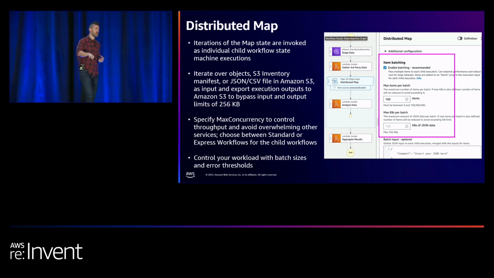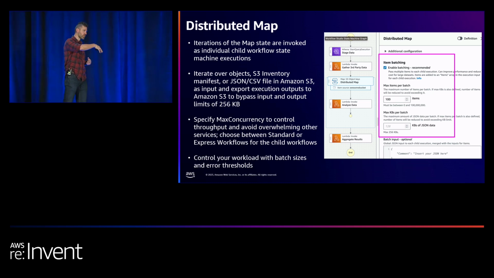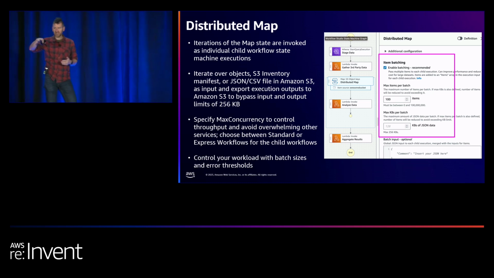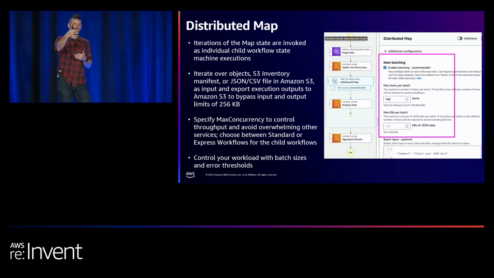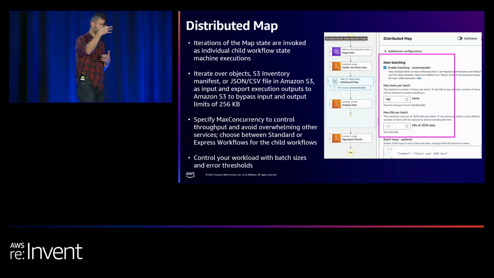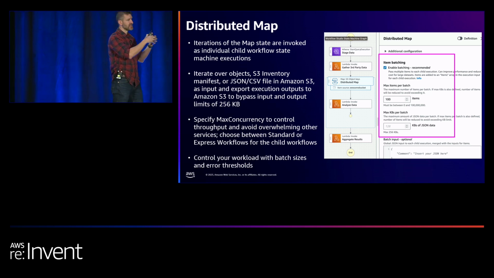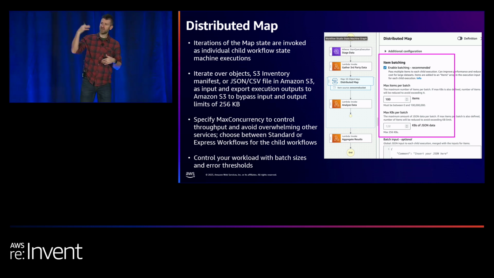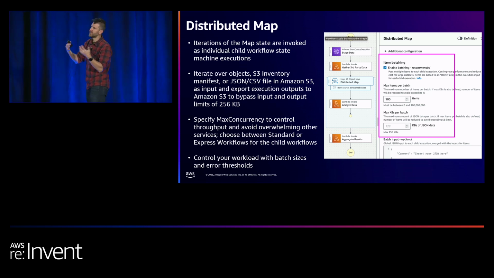Important to note here, what is getting passed to your workflow when you're using that S3 list is the key name, the S3 key, like the object key name, not the data inside that object. So your workflow will gather that data if it needs to.